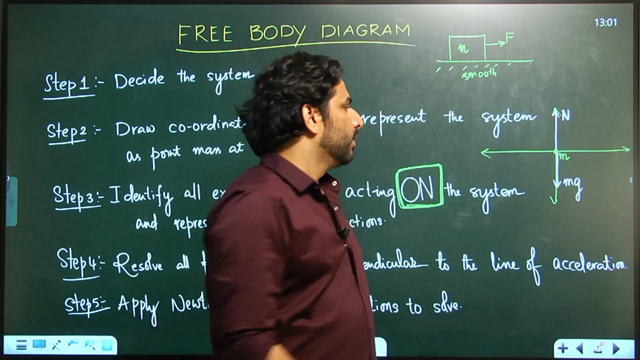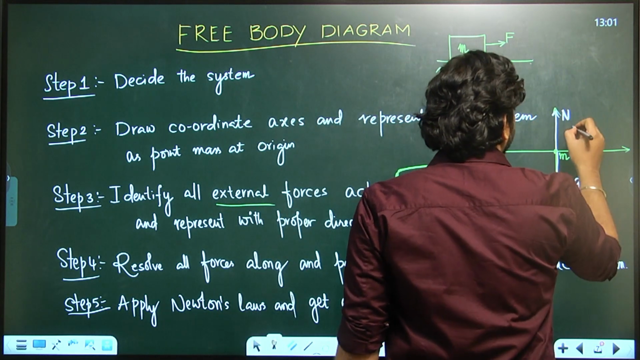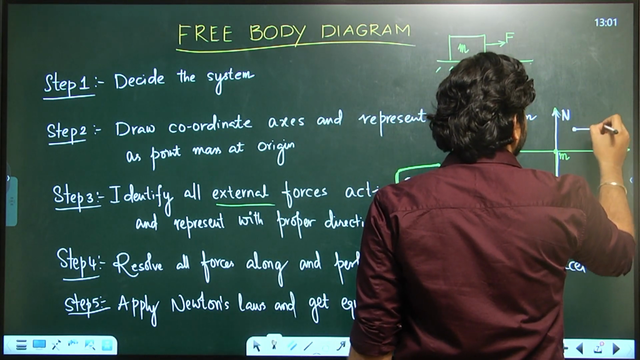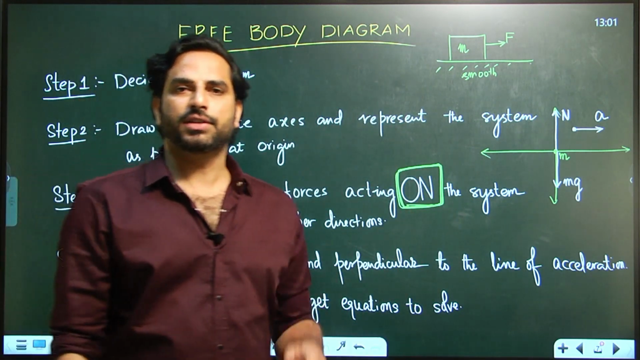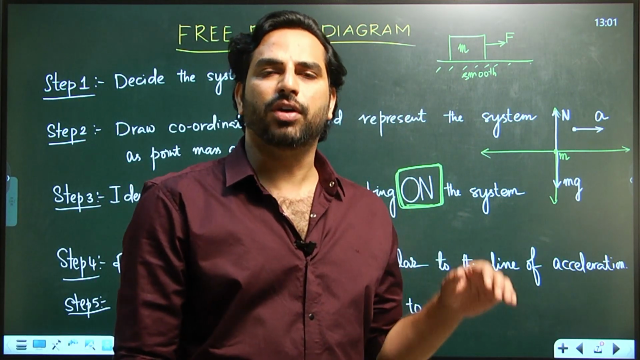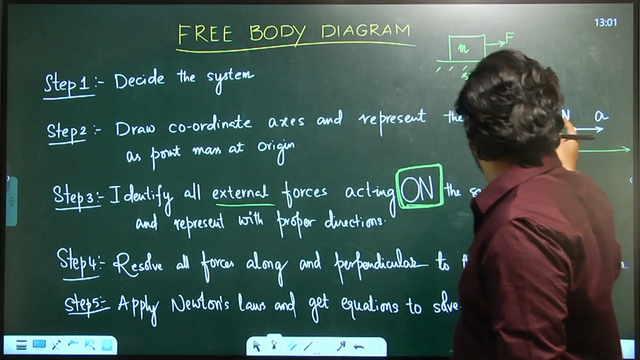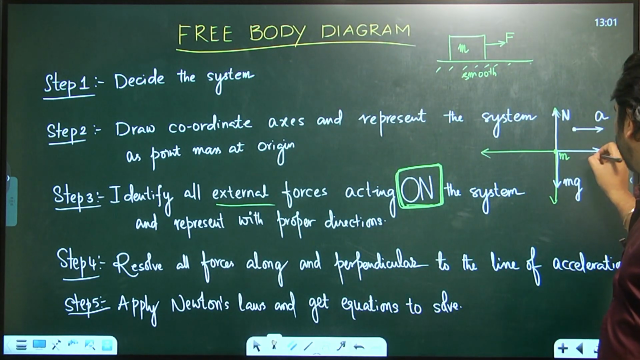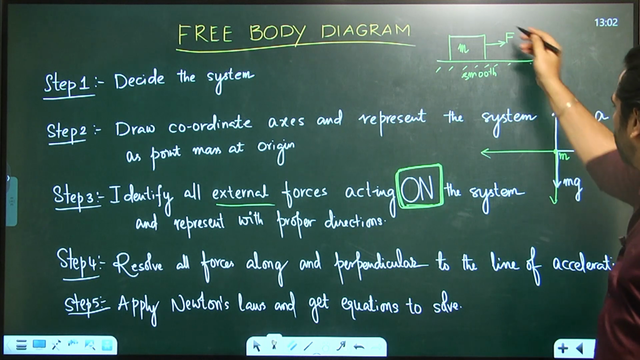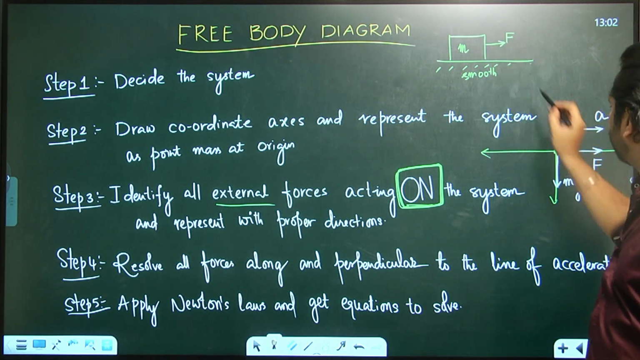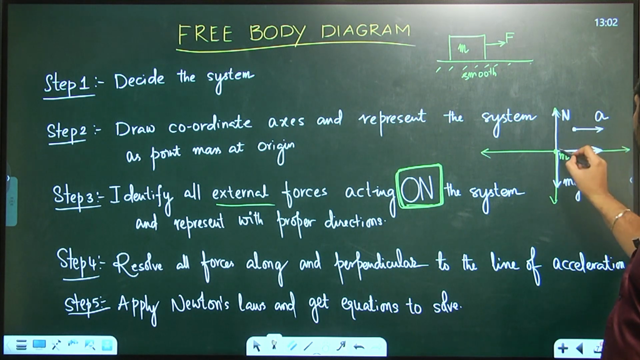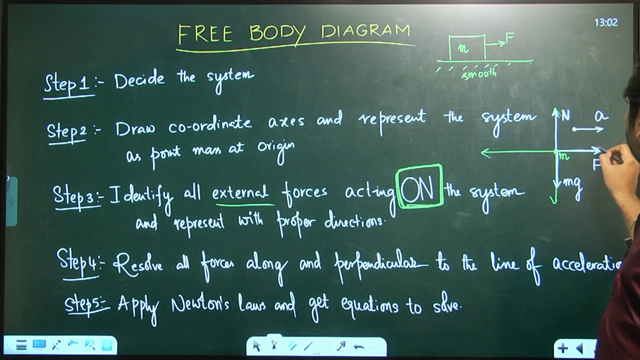Coming to step 4, resolve all the forces acting along and perpendicular to the line of acceleration. The system would definitely accelerate towards the right in this case because the system is on a horizontal surface and there is some external force in the horizontal direction applied. And I should also represent that external force F which is applied. There are 3 forces: mg downwards, normal force up, and the applied external force F. This is also an external force acting on the system. So the system would accelerate towards the right.